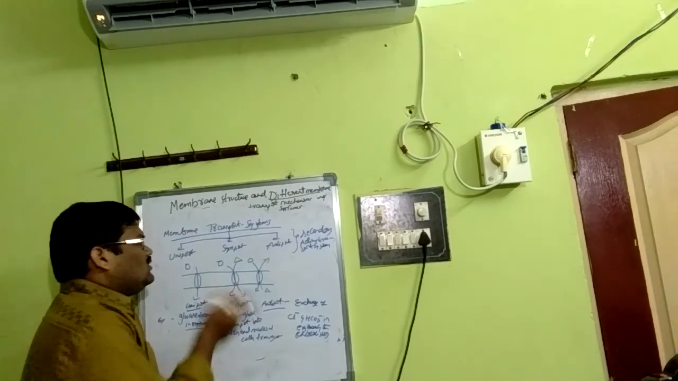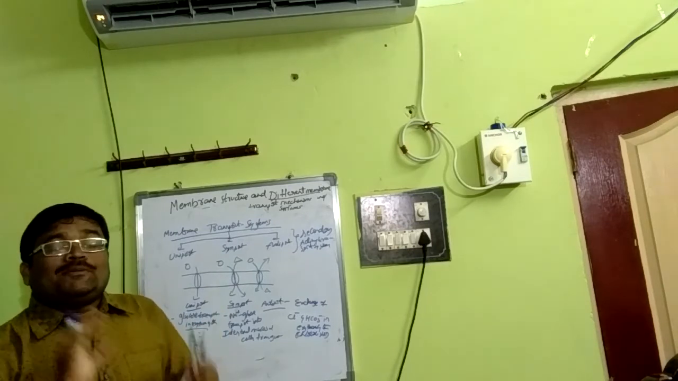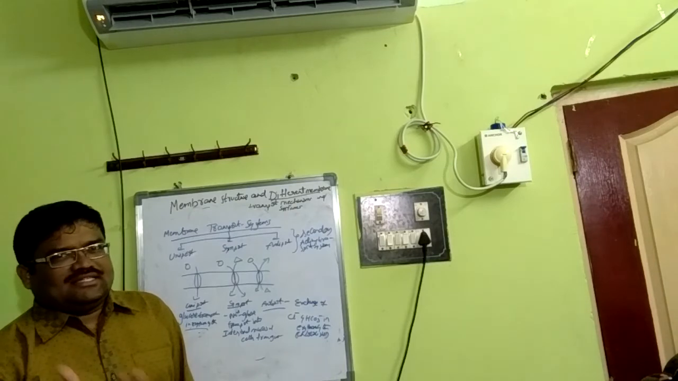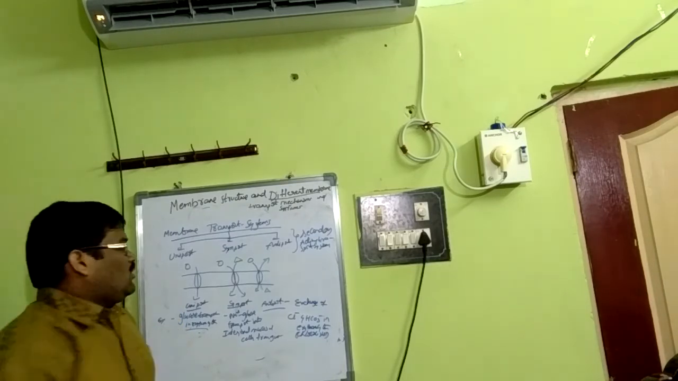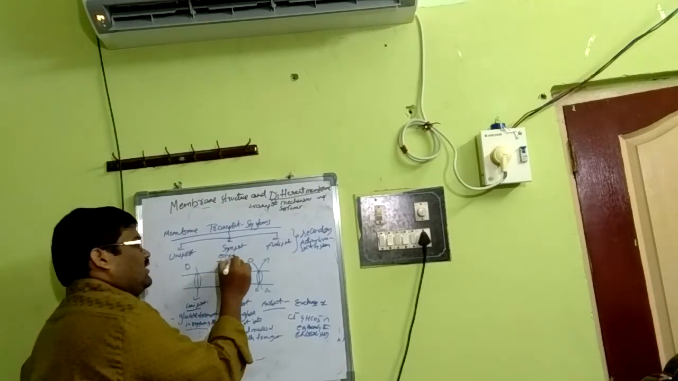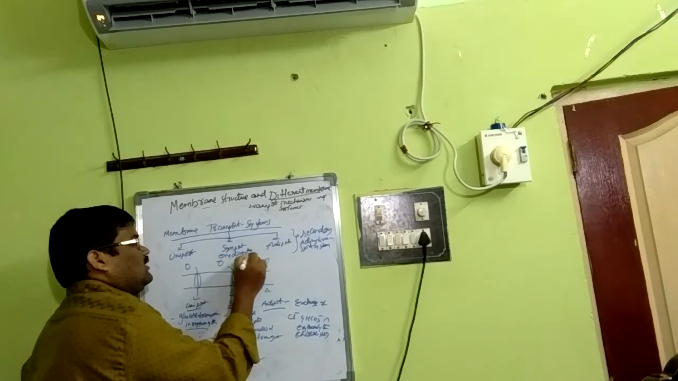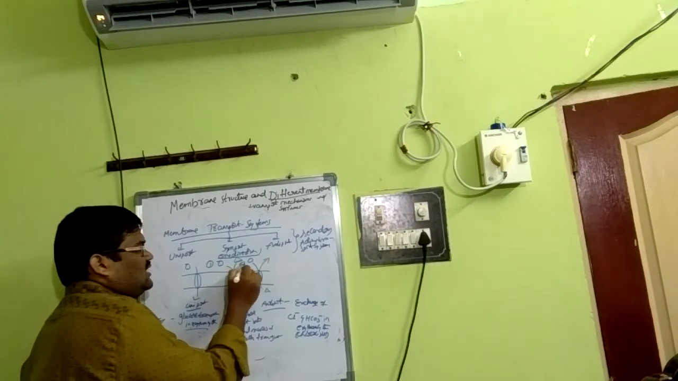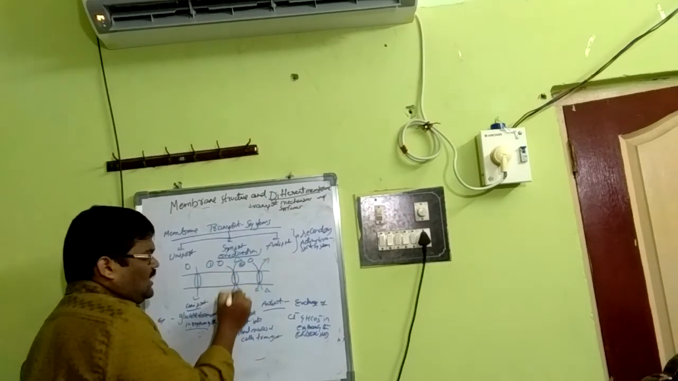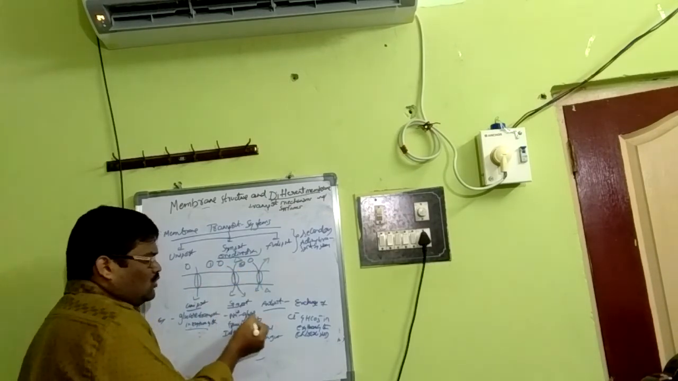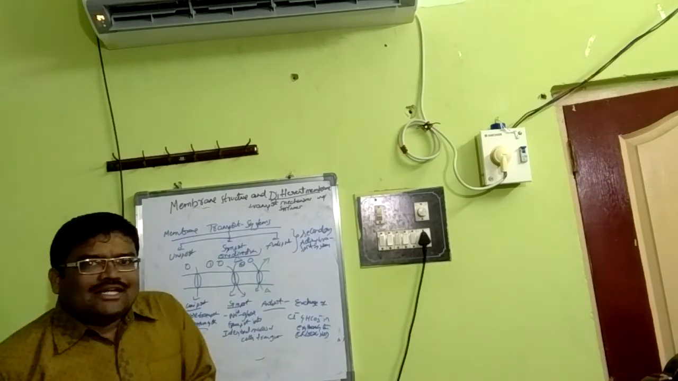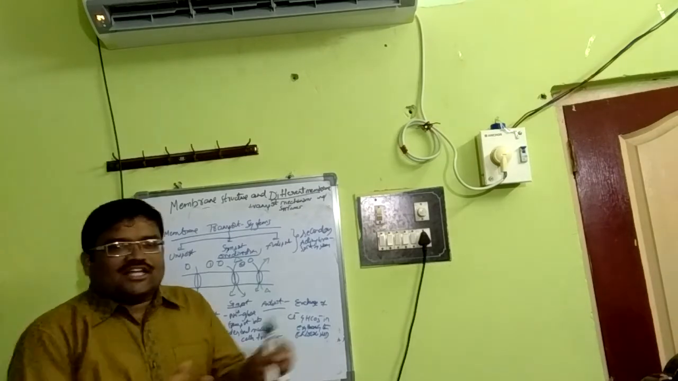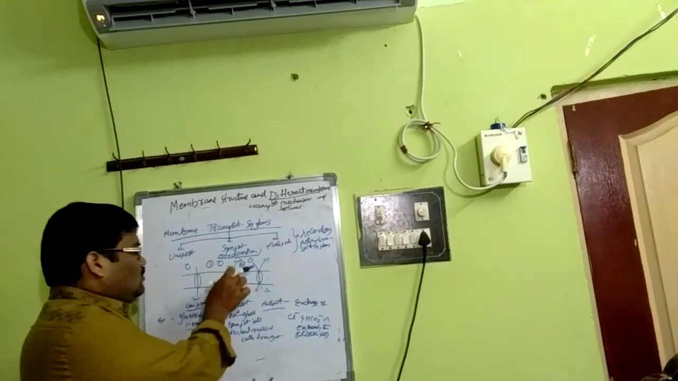Then symport. The word is sym, two. That means simultaneous transport of two different molecules or substances in one direction. This is very important: in one direction. That means this is one molecule, and this is another different molecule. They are both transporting in one direction. Say sodium glucose transport: they transport into the intestinal mucosal cells from the gut, both in one direction.